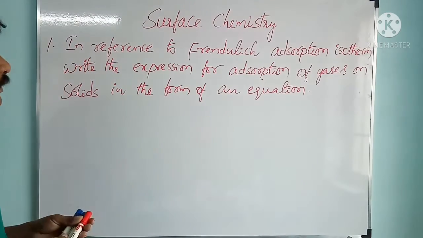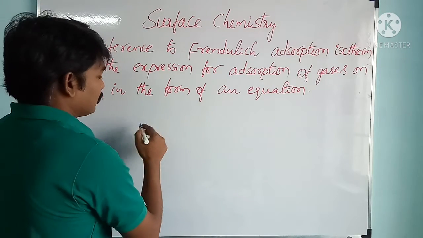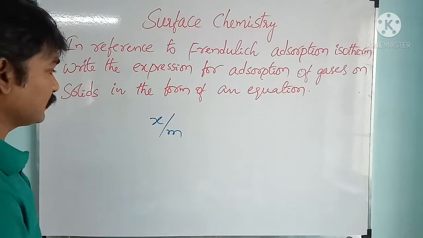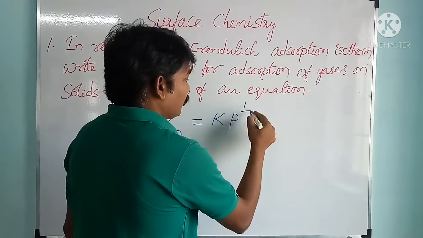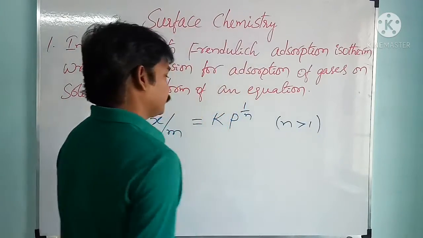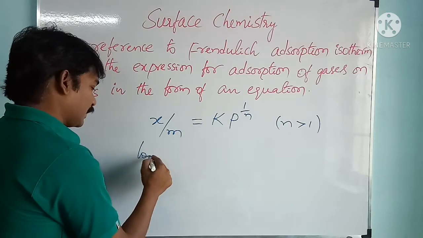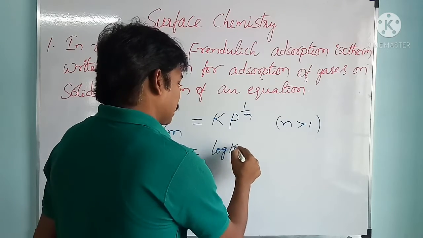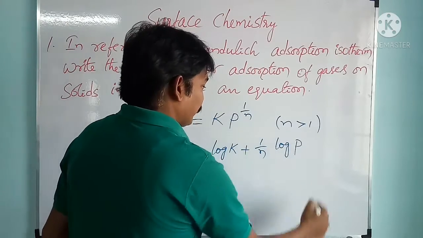According to Freundlich adsorption isotherm, the expression for gases adsorbed on the surface of solids, means the adsorbent, is x by m is equal to k p to the power of 1/n. Here n value should be greater than 1. If you write the same thing in terms of logarithms, log x by m is equal to log k plus 1 by n log p.